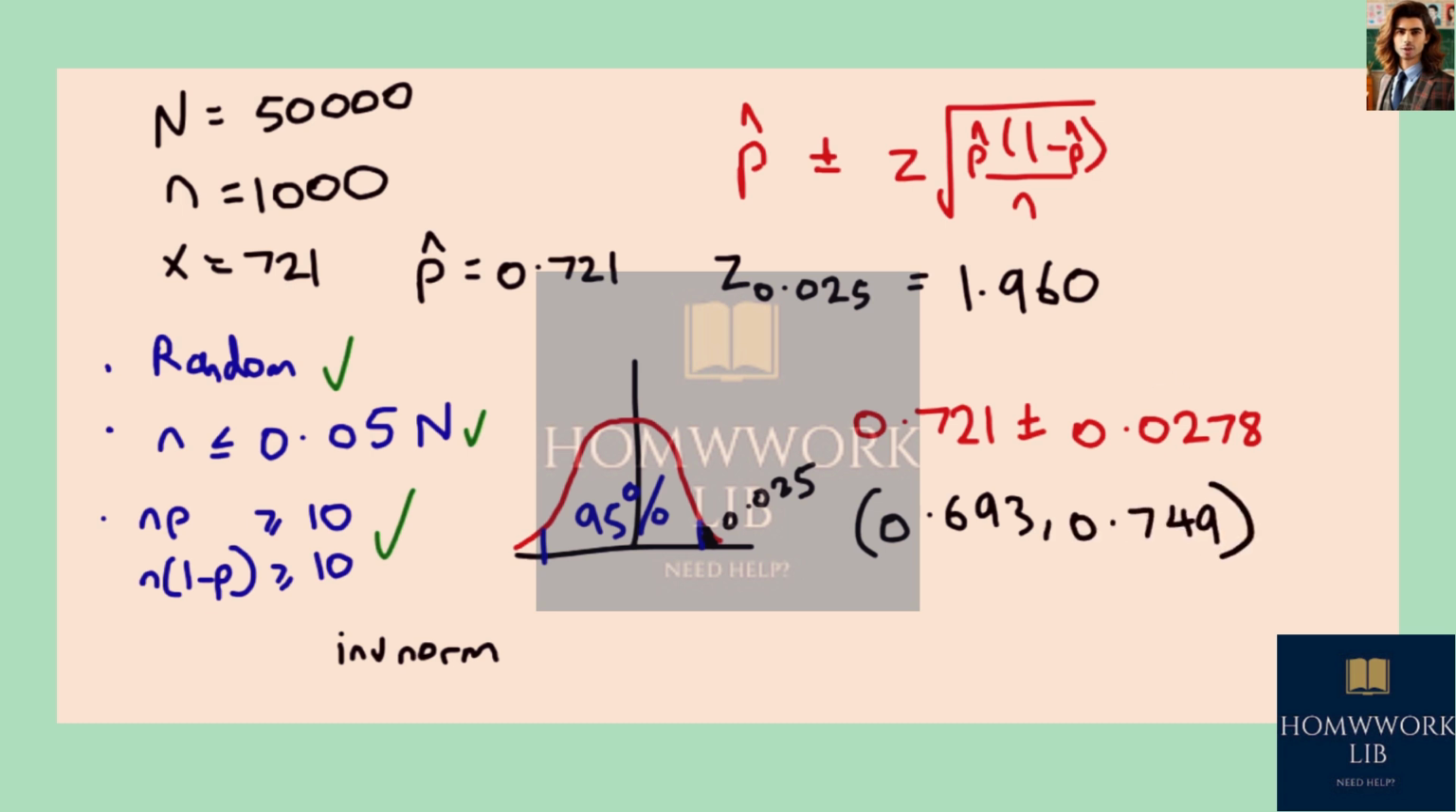0.749. That's, again, as a proportion, so the last thing we have to do is just multiply by 100 to get the interval for a percentage. That is our answer.